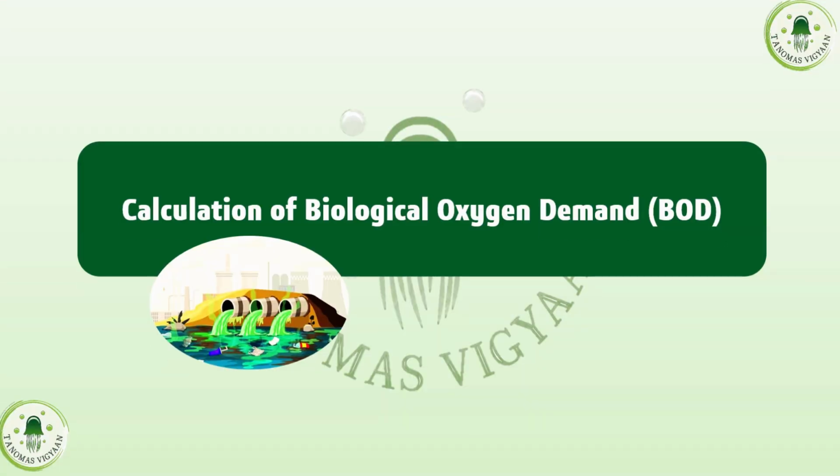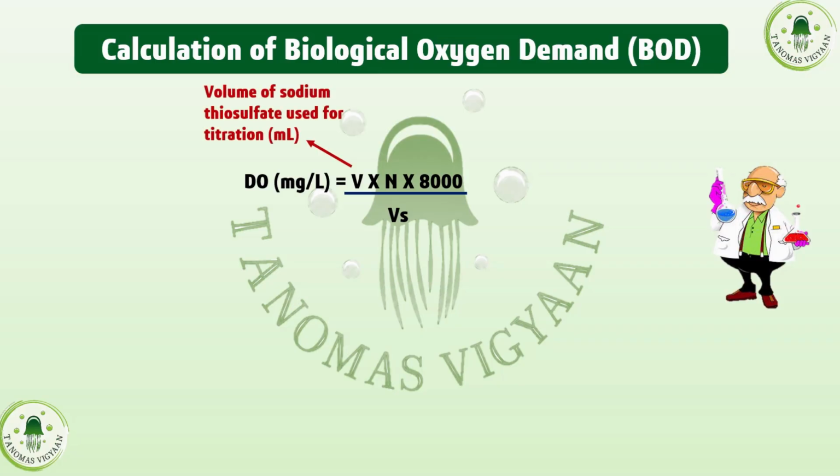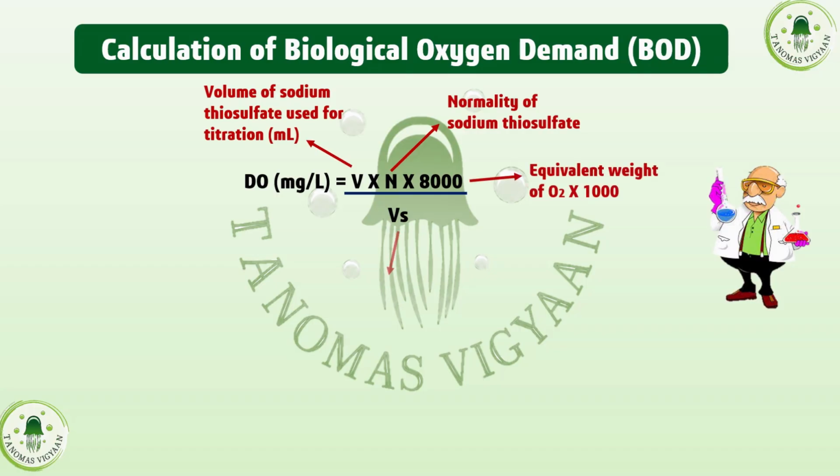Now let us move forward towards the calculation of biological oxygen demand, or the BOD. BOD is related with dissolved oxygen. In order to find out the BOD, you have to find out the dissolved oxygen first. The BOD formula contains the formula of the dissolved oxygen, so that's why the dissolved oxygen formula is written here again. Here V is the volume of sodium thiosulfate, as we mentioned previously in the dissolved oxygen section. N is the concentration, 8000 is the equivalent weight, and Vs is the volume of the water sample.